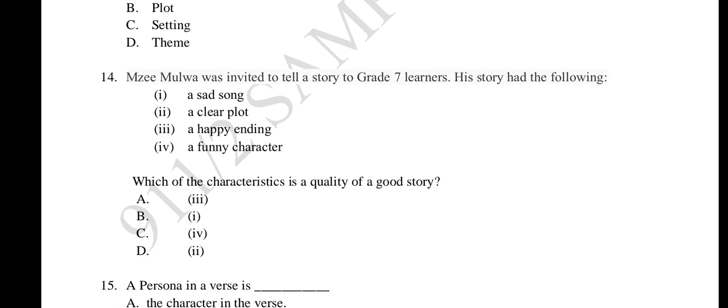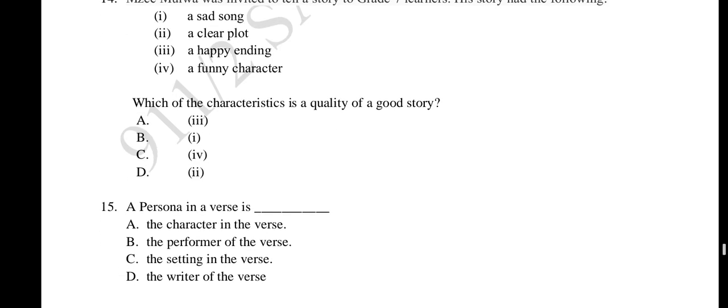Mzee Mulwa was involved to tell a story to grade 7 learners. His story had the following: a sad song, clear plot, happy ending, and a funny character. Which one of the following characteristics is a quality of a good story? I believe it is of happy ending as well. Should not be necessarily funny, but it should be a happy ending, which is number 3A.